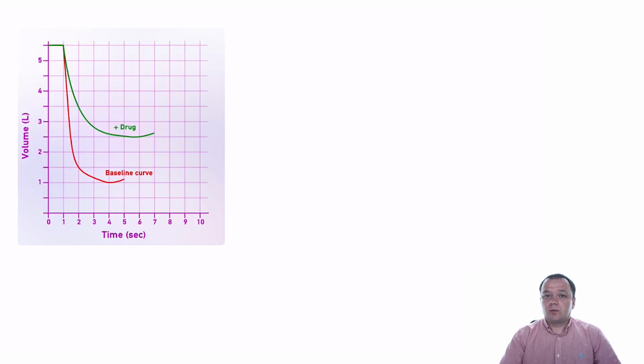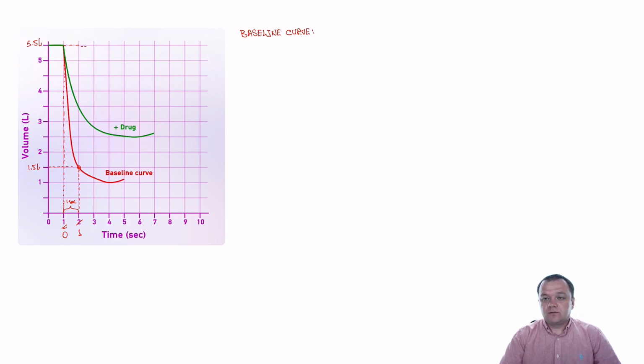Now let's go back to our vignette and analyze the curves we have. As it was mentioned before, the red curve represents the baseline curve before drug administration, and the green curve represents changes after drug administration. Let's focus on the red curve first. The zero time corresponds to 1 second on the x-axis, and 1 second will be till 2 on the x-axis. So this time is 1 second, and it corresponds to the volume of 1.5 liters.